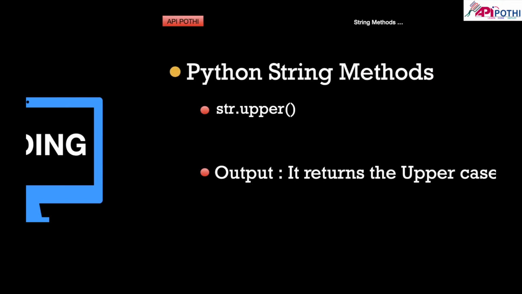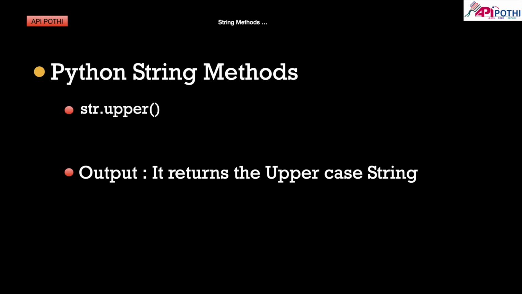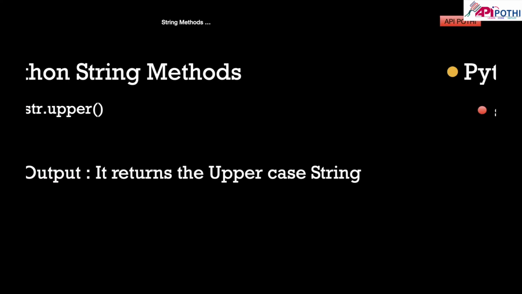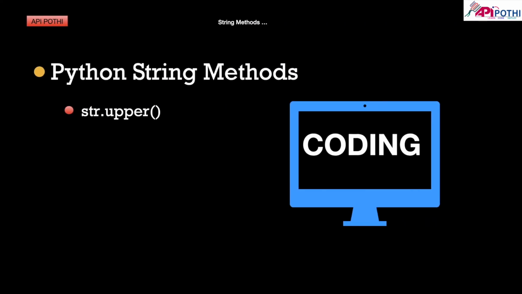Now this is the len function. Now coming to another function called upper. The upper function is responsible for changing the string into uppercase. The syntax is string dot upper. There is no argument required. Now coming to the IDE.